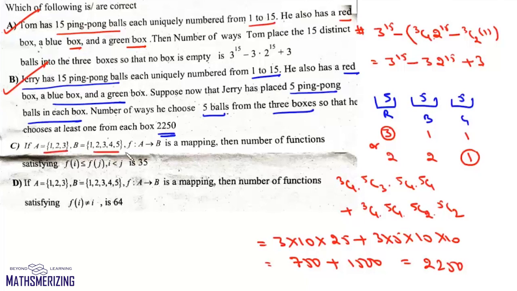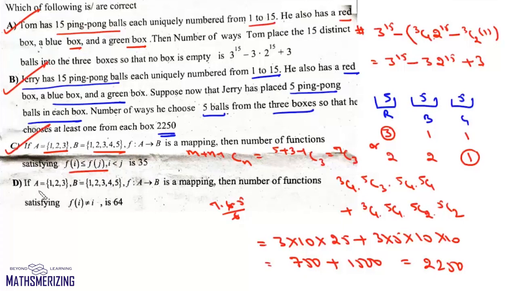Now option C is the number of non-decreasing functions. So the number of non-decreasing functions is given by (m+n-1)Cn, which is (5+3-1)C3, so it will be 7C3, and 7C3 is 35. So that means this option C is also correct.